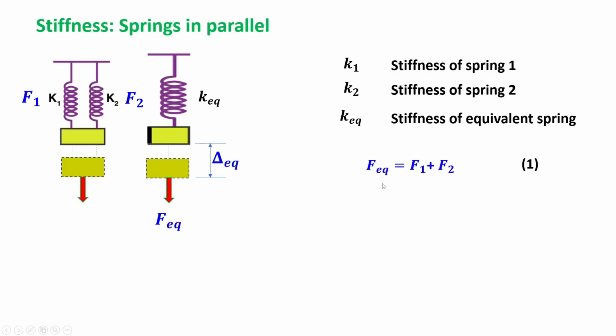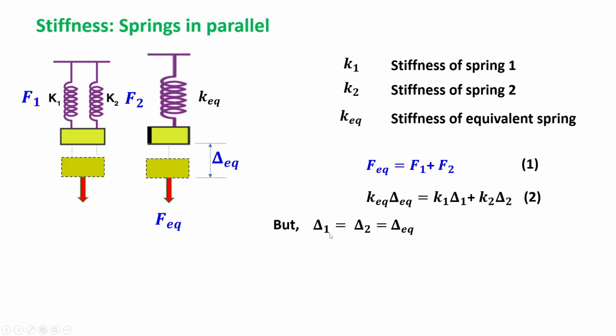Now if we consider the forces, the equivalent force F equivalent is equal to F1 plus F2, because whatever force you apply here will be shared by the two springs in some proportion. So this is equation 1. Since force equals stiffness into displacement, we can write F equivalent equal to K equivalent into delta equivalent. Delta equivalent is the equivalent deformation of the resultant spring, and F1 equals K1 delta 1, F2 equals K2 delta 2. Out of this we get the second equation.